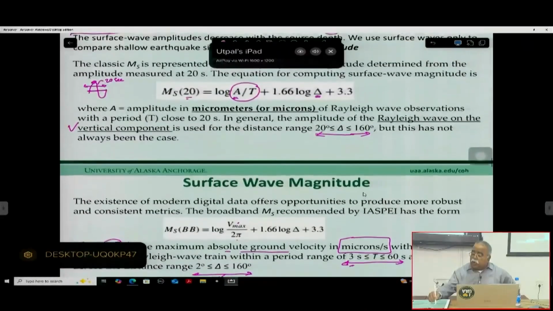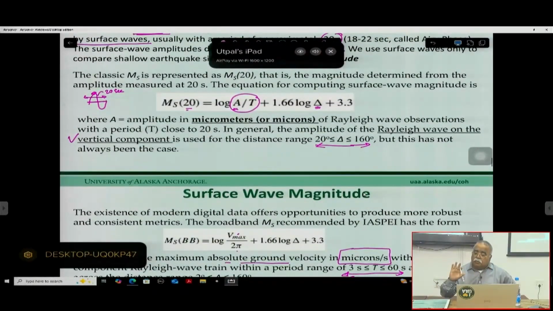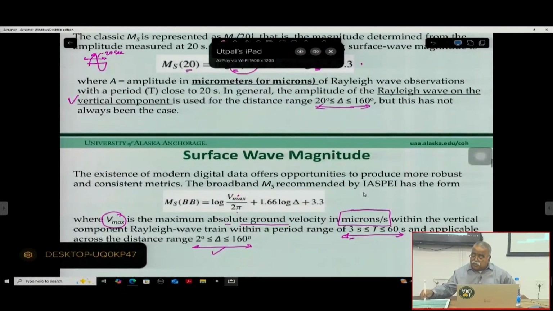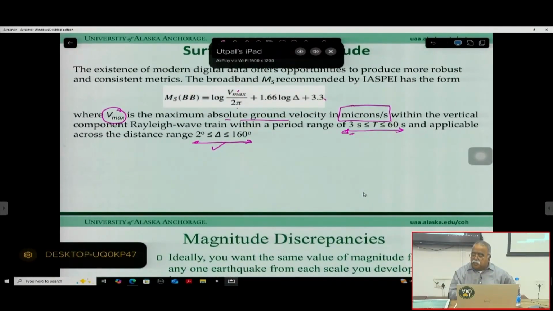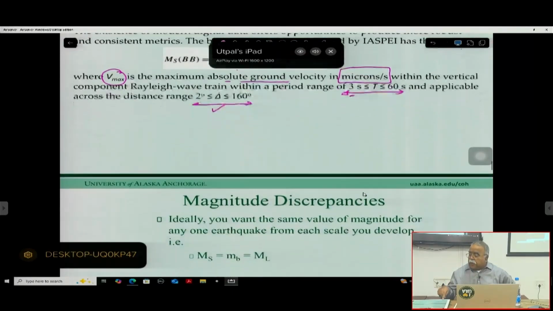I told you the broadband, if it is not a broadband station, then we can use this formula. If it is a broadband station, we can use this formula, and each one has a different way of measurement, so you should respect that and compute the surface wave magnitudes.